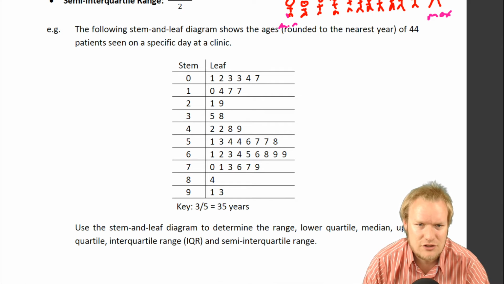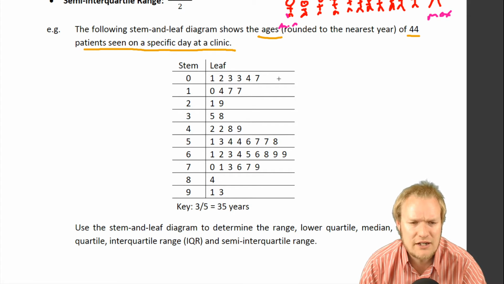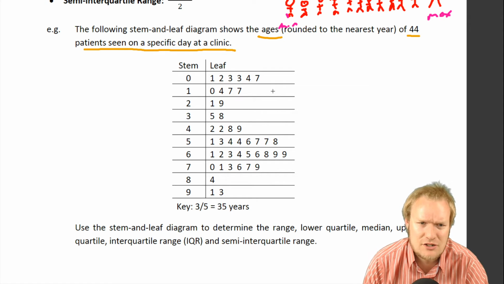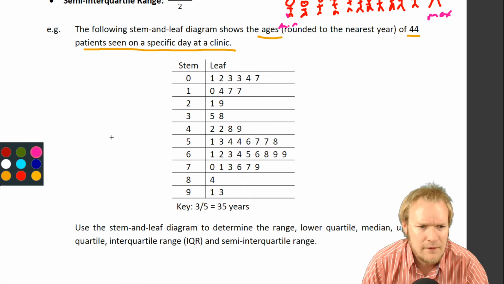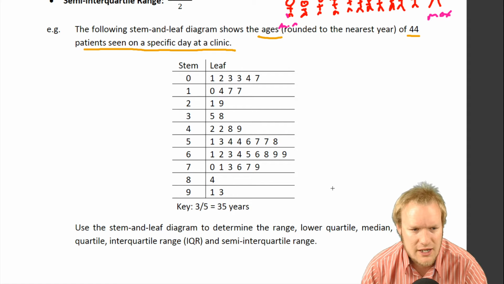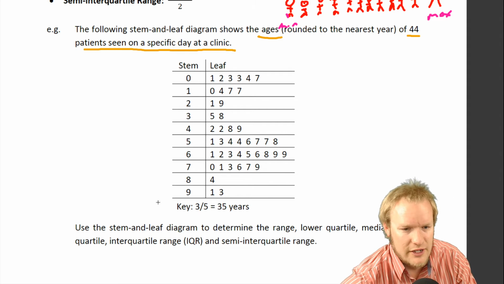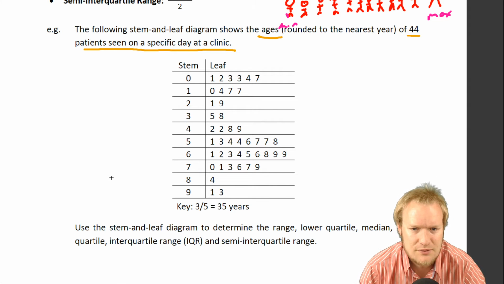It shows the ages, rounded to the nearest year, of 44 patients seen at a specific clinic on a specific day. Okay, so a whole lot of people are coming into this clinic. Use the stem and leaf to determine range, lower quartile, median, upper quartile, interquartile range, and semi-interquartile range. And let's see what each of those tell us.